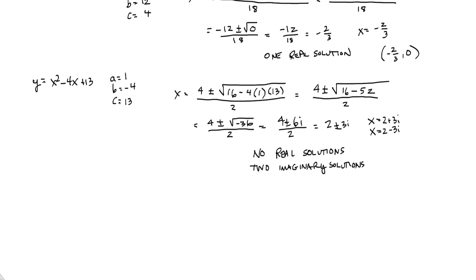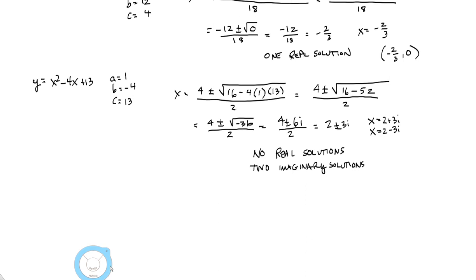What does that tell us about this parabola, y equals x squared minus 4x plus 13? It tells us that this parabola never crosses the x-axis. Since there are no real solutions, there are no x-intercepts. So what was the point of all this?